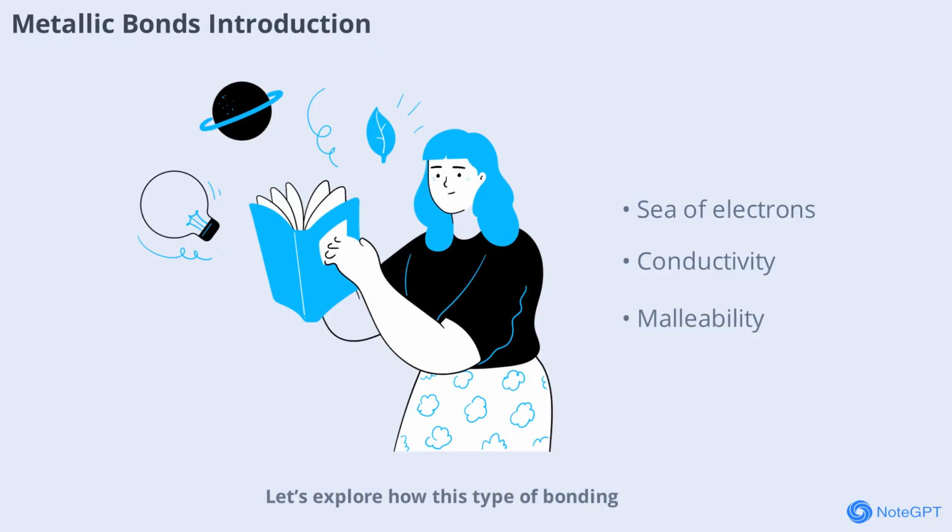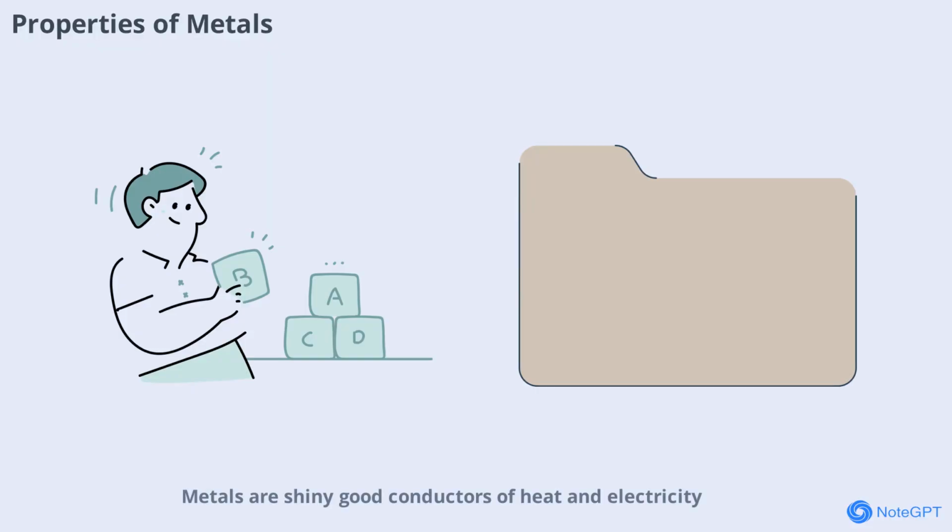Let's explore how this type of bonding gives rise to the characteristics of metals. Metals are shiny, good conductors of heat and electricity, and can be hammered into sheets or drawn into wires. These properties are due to the presence of metallic bonds.